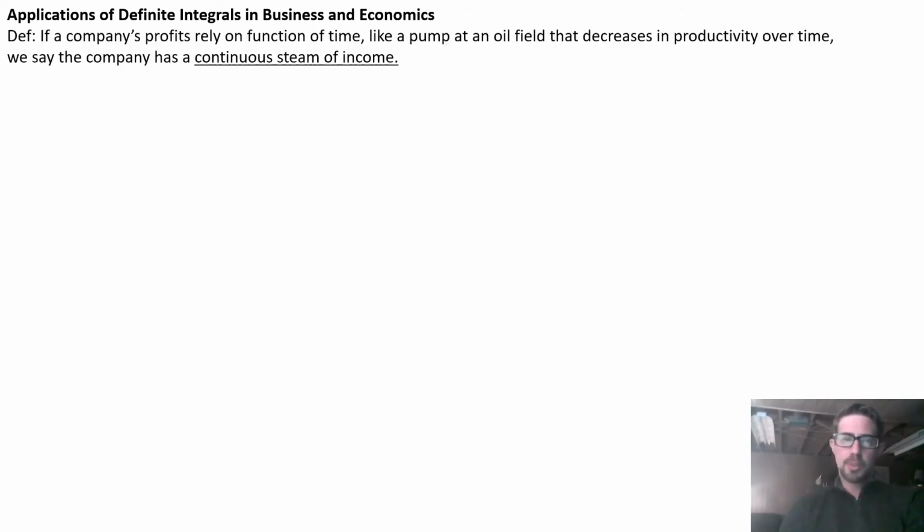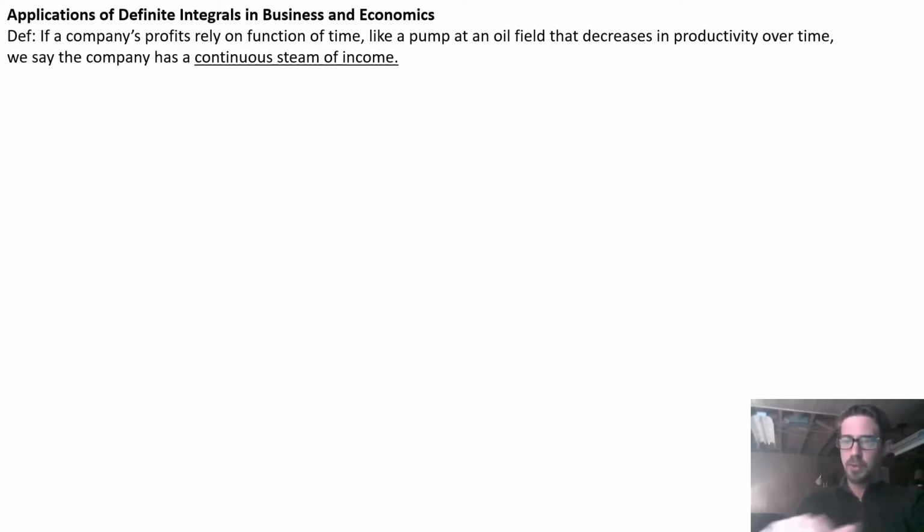Definition: if a company's profits rely on a function of time, like a pump at an oil field decreases its productivity over time, we say the company has a continuous stream of income. So if a company has a constant stream of income, like a subscription service or something, that would still be a continuous stream of income, but we wouldn't really need calculus to figure out the total income over a period of time. So we're interested in streams of income that change over time.